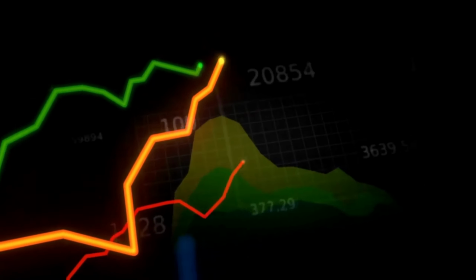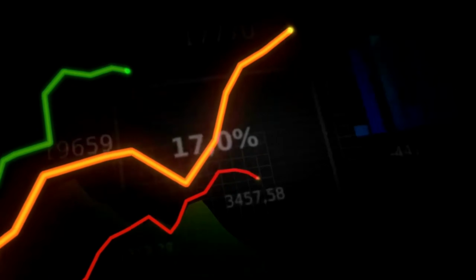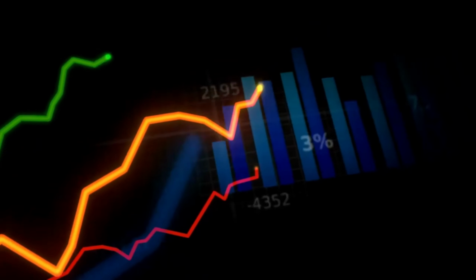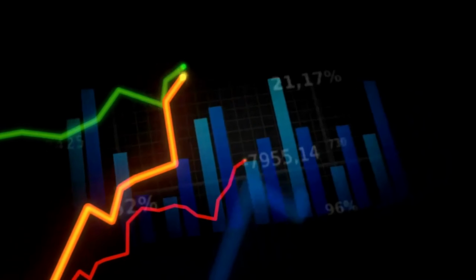However, past performance is no guarantee of future results. So always make sure to do your research and due diligence before buying any stock.